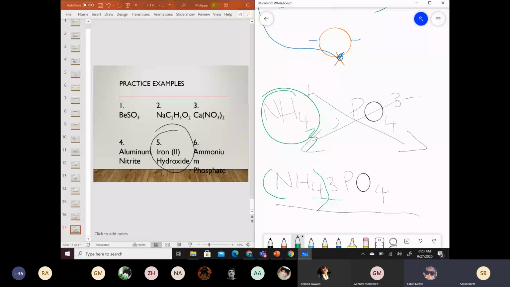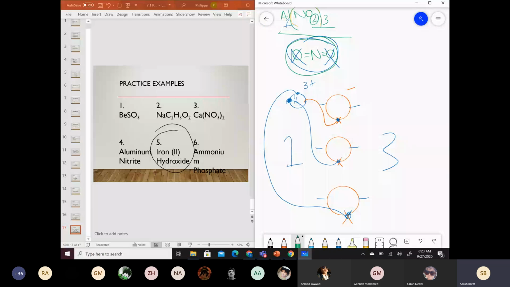Also, Miss, in the first one, you said acetate wasn't on the table. Is that fine? Yes, that's fine. Oh, I didn't do acetate. Yeah, acetate was not on the table. So we don't have to memorize it? No, you don't need to. It's just that these are the examples that were here on the slide, so I just gave you that.